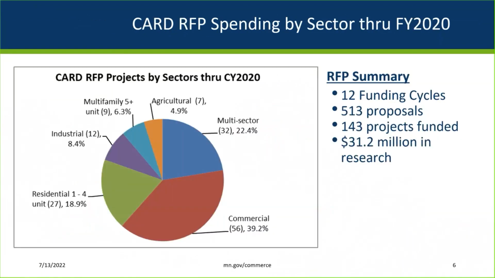As you can see by this pie chart, CARD projects funded to date have been in all building sectors as well as some that cross multiple sectors. The subject of today's webinar is in the residential and multifamily sectors and will present ideas on how to modify existing programs and design new programs to better serve BIPOC, low-income, and renter populations. Now I'm going to turn it over to Carmen, who will kick us off for today's presentation.